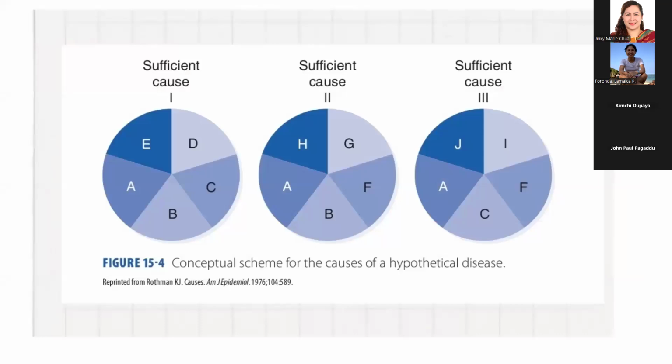Sa necessary cause, kung may mapapansin niyo po na may tatlong sufficient cause. Sufficient cause 1, sufficient cause 2, and sufficient cause 3. Each sufficient, may 5 po silang component cause, which is A hanggang J po yung component cause na meron tayo. At saka mapapansin niyo po na yung mga component cause na iba is present din sa ibang sufficient cause. Pero yung component A is present sa tatlong sufficient cause, which is the tinatawag nating necessary cause in order to occur the disease.